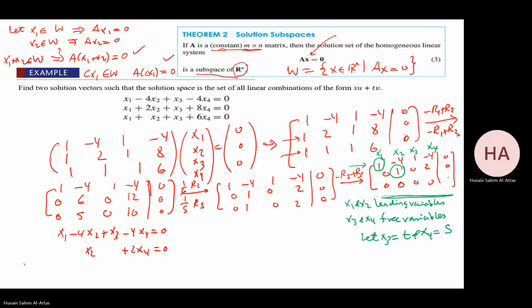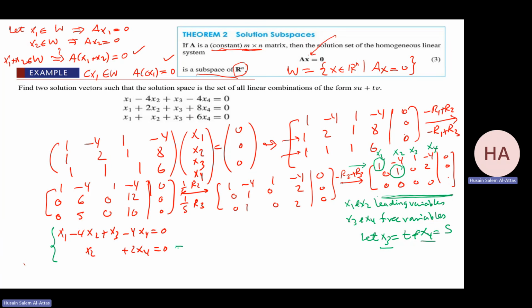Okay. Now I need to rewrite this solution. I need to write this system in terms of x3 and x4. Look, I have two equations, so I could have two answers. So now I need to write it in terms of these free variables.